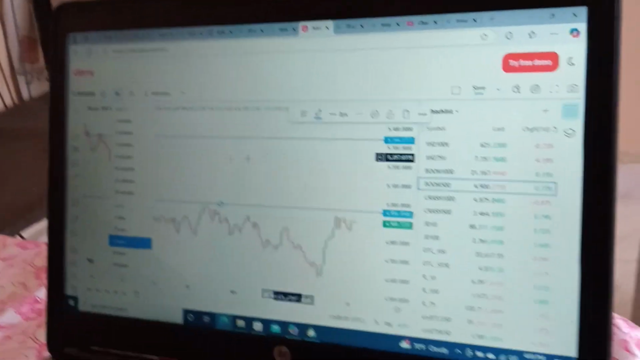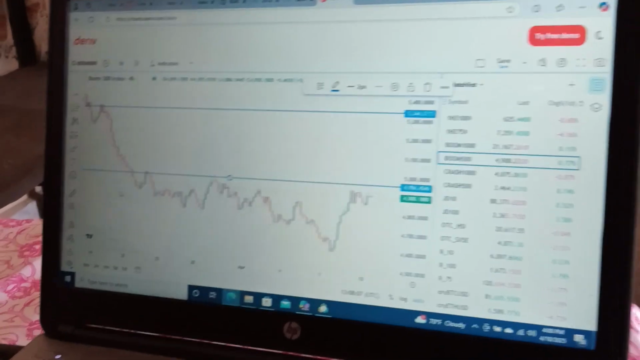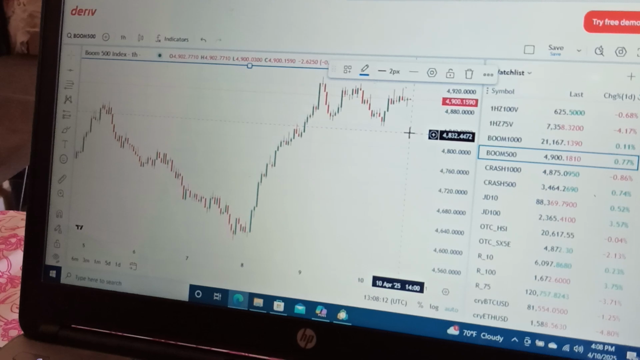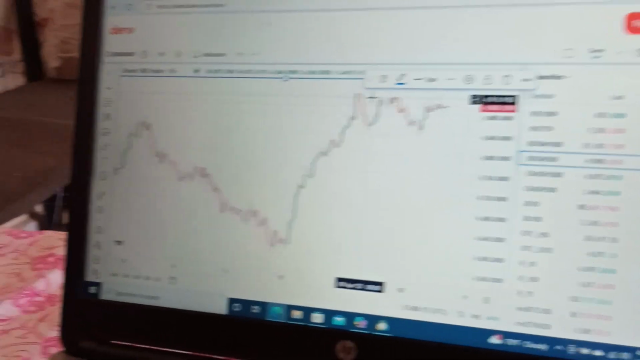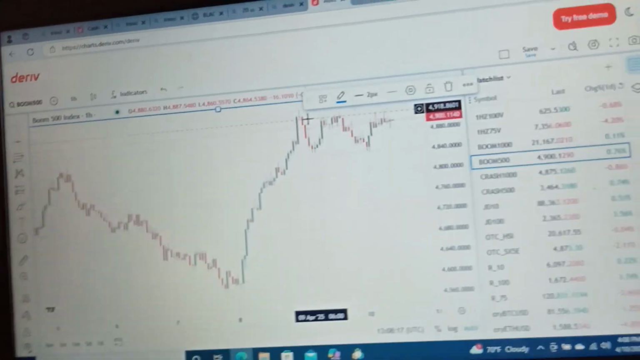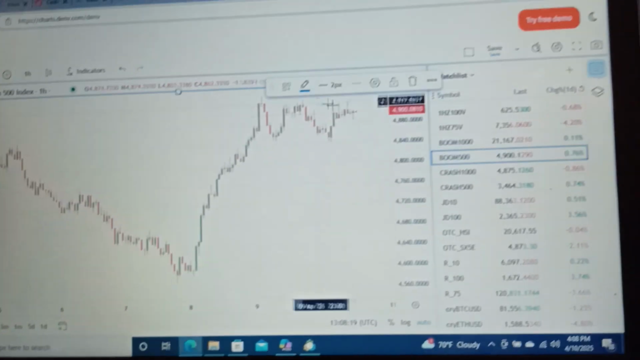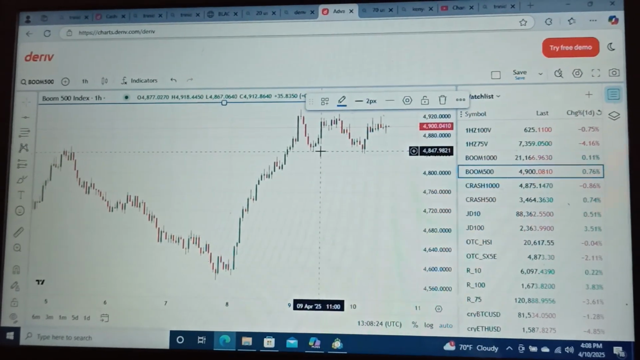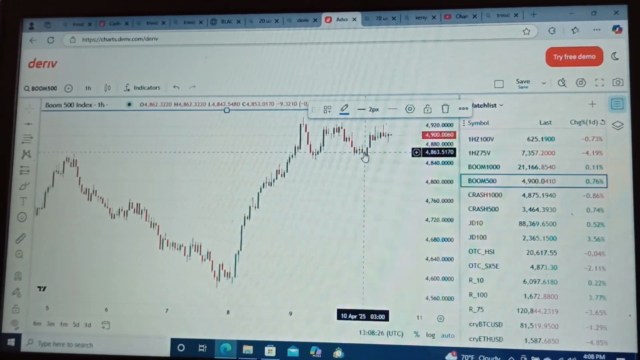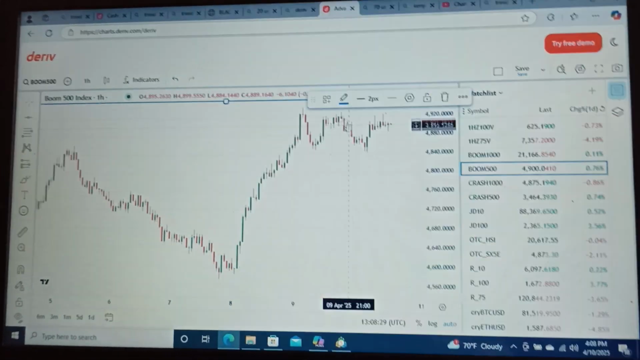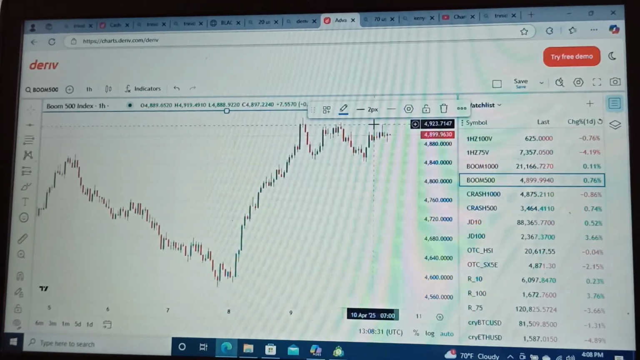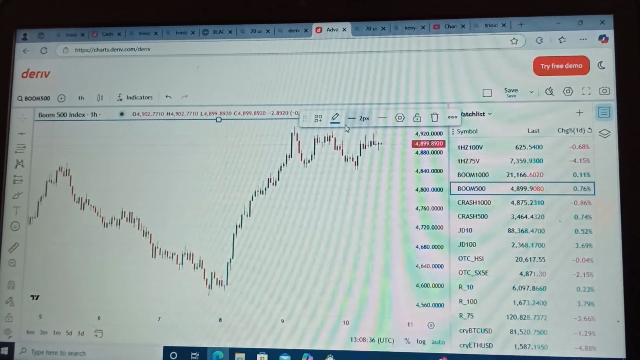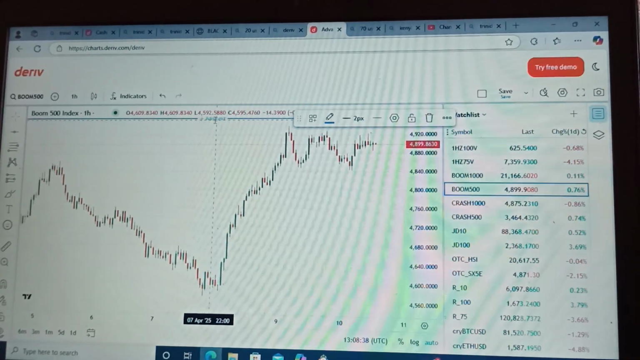Let me see on the 1 hour time frame what is happening. On Boom 500, you see what is happening. There is something happening here, guys. This is a double top. I think it's trying to form a double top, and it's having doji candles at the top. You see this level. So I'm gonna wait for the market to come to this 4900 level, as we stated here. This is our level.